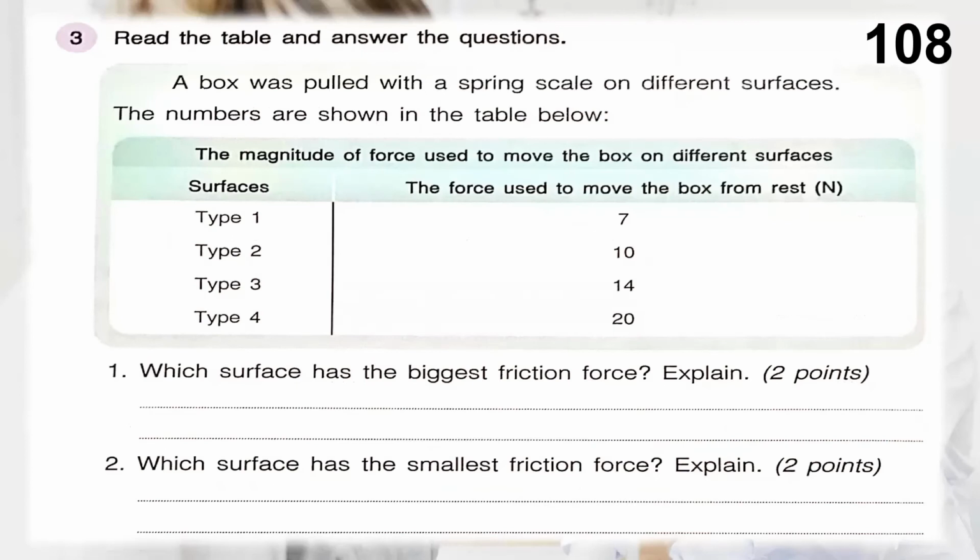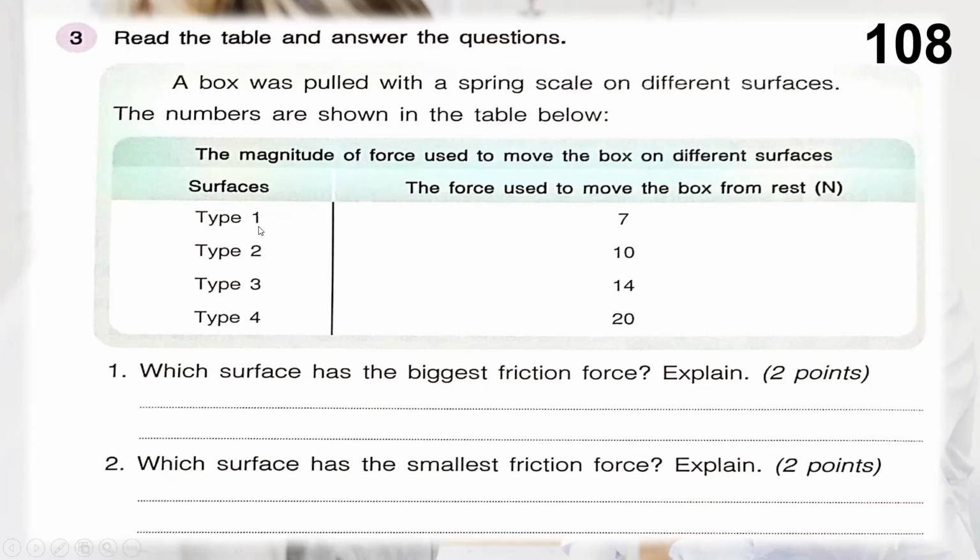Now class, turn your book to page 108. Let's read the table and answer the questions. It says here, a box was pulled with a spring scale on different surfaces. The numbers are shown in the table below. So this is the table, class, wherein we can see the magnitude of force used to move the box on different surfaces. On the first column, we can see here the surfaces.